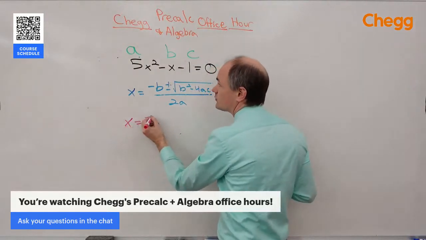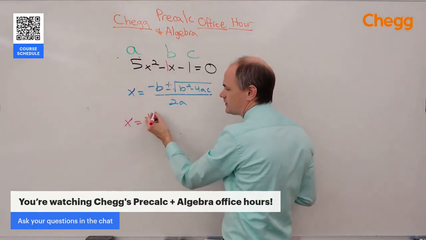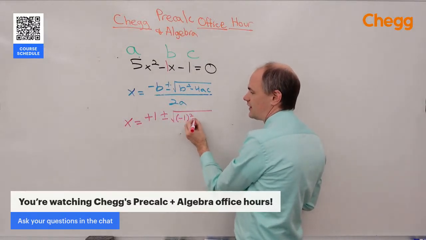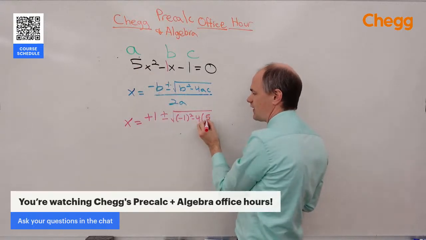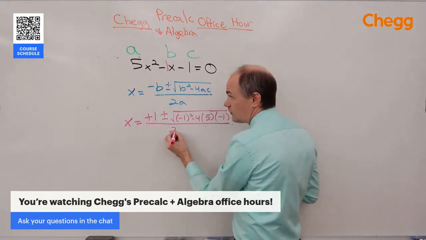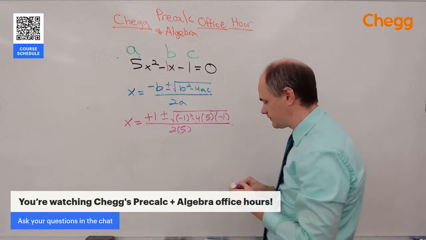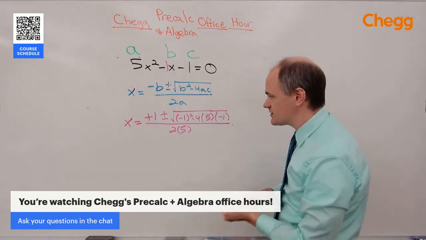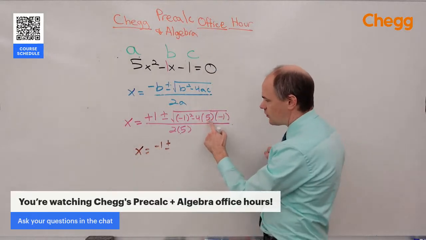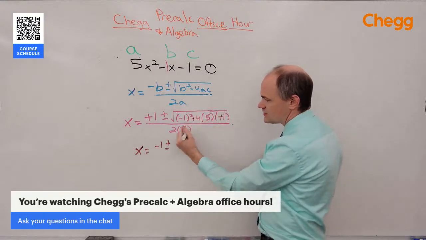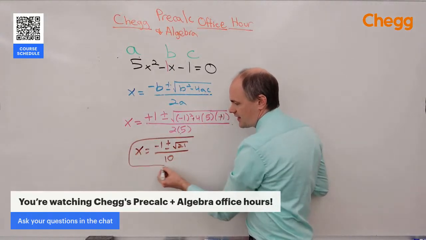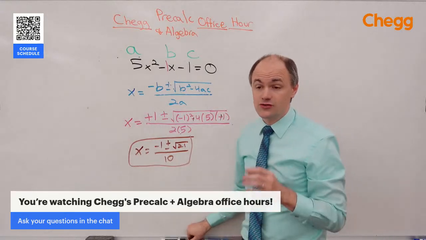So for this equation, x is equal to the opposite of b. Opposite of -1 is a +1, plus or minus the square root of b squared, which is -1 squared, minus 4 times a, which is 5, times c, which is -1, all over 2 times a, which is 5. And then it's just a matter of simplifying this expression. So we have x is equal to 1 plus or minus, 4 times 5 is 20. A negative and a negative makes a positive, 21. So we have the square root of 21 all over 2 times 5, which is 10. And that is our solution using the quadratic formula.